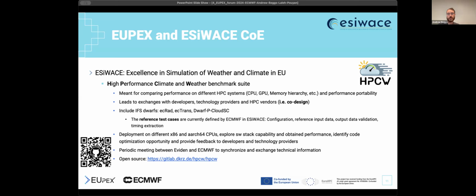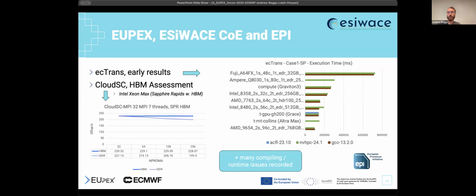And we're involved in this because we have some of our dwarfs, as we call them, from the IFS, of which CloudSC is one of them. And we have synchronization meetings with Nvidia every couple of weeks to update the state of where we are, what we're looking for from the hardware and the compiler stacks, and what they're looking for from us in terms of benchmarks and information. And you can have a look at these benchmarks. They're just open source.